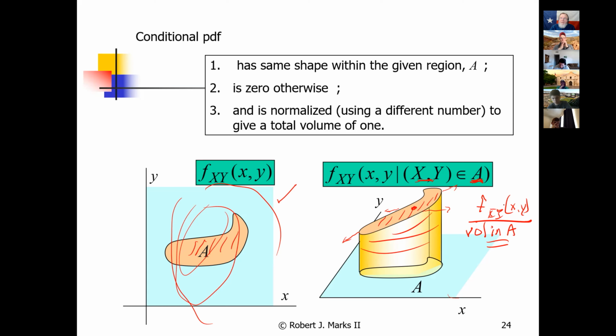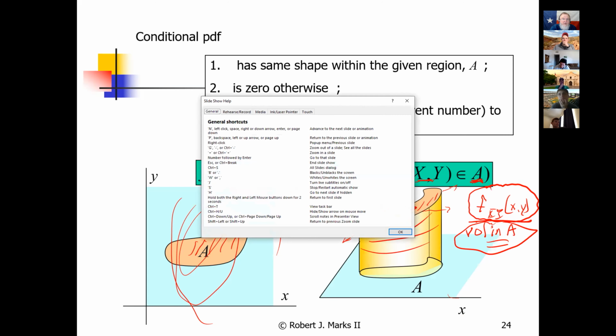And then what happens? If you integrate over this new density function, what does the top give you? It gives you the volume under A, right? And so you divide by the volume under A, so it gives you a total volume of 1. It's that simple. Any questions at all? That's conditional density. And that's a lot of fun.